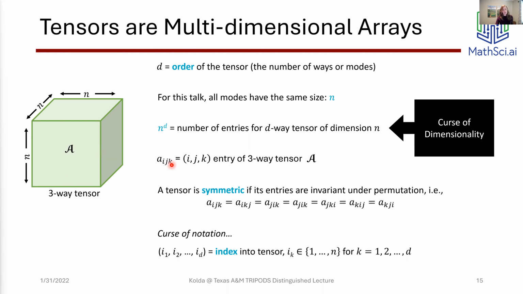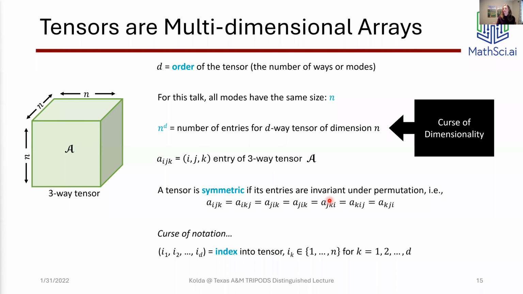Notation-wise, we'll say that A sub ijk is the ijk entry of a three-way tensor. We'll mostly deal with three-way tensors just for illustration. Everything we talk about will be for arbitrary order, but it's easier to think about it and picture it in 3 ways. And then we say a tensor is symmetric if its entries are invariant under permutation.